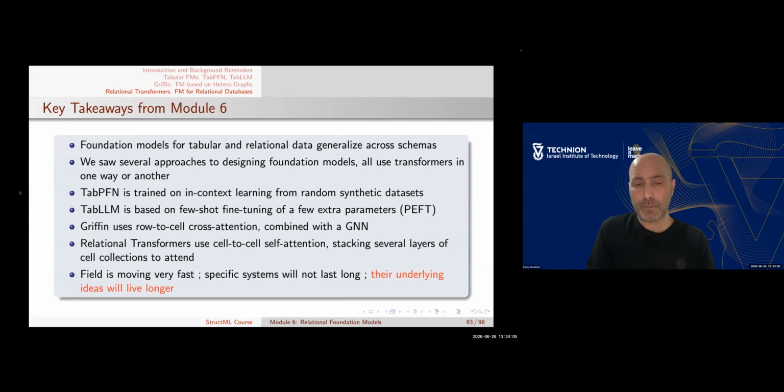I'll repeat the statement that this field is moving very fast. We're looking at very new models, and as we speak, new and newer versions or models are being created. So specific systems will not last long. That's for sure. But the underlying ideas that we've seen in this module, they will live longer. And that's the final message.